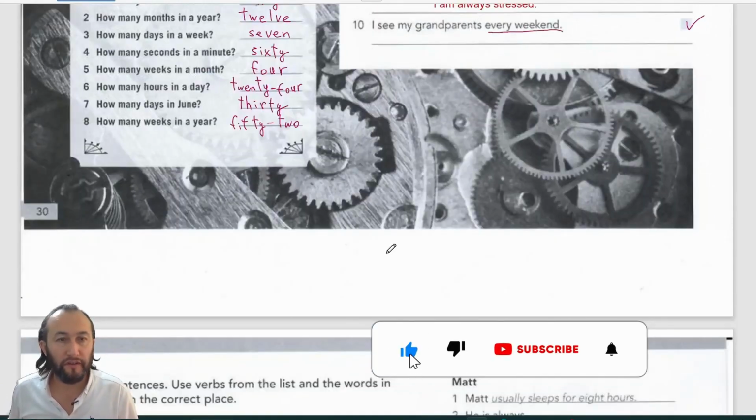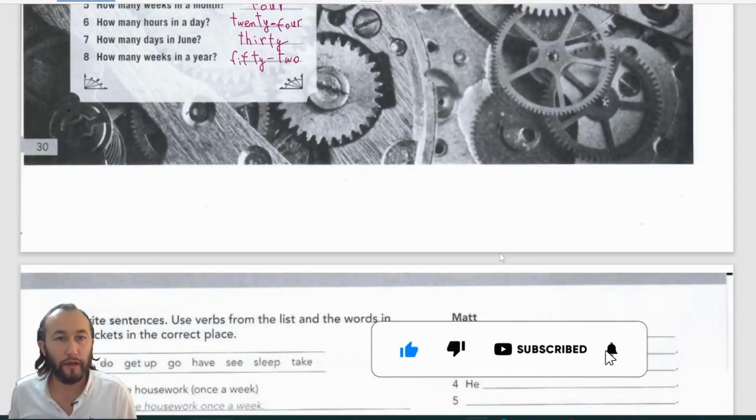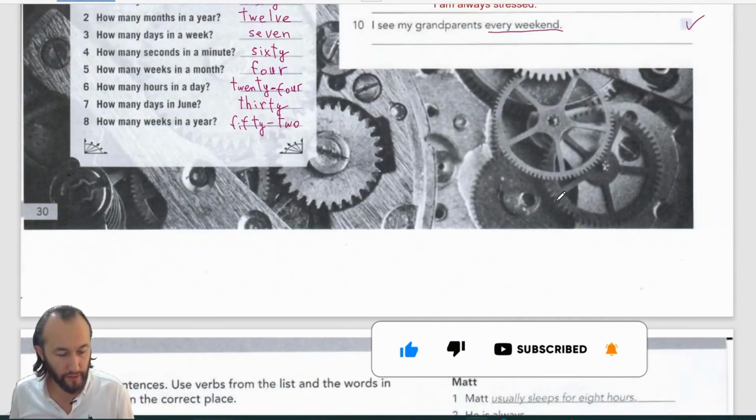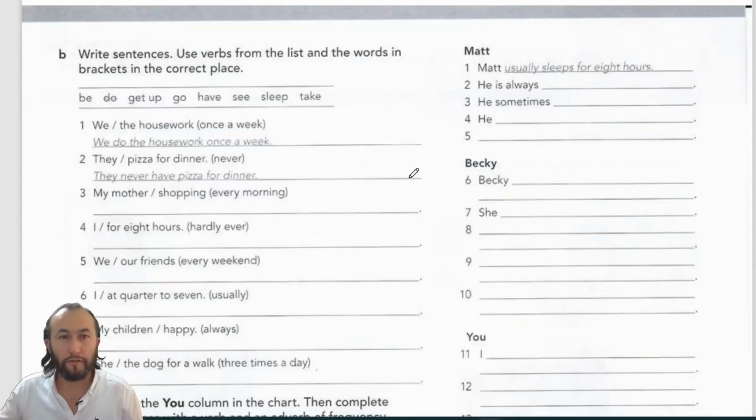Yes, the next page is 31. So we're going to continue with it in the next video, guys. Thanks for your time. Right, so page 31, that's Elementary level English File workbook practice, and we're doing the B exercise, guys, yeah?